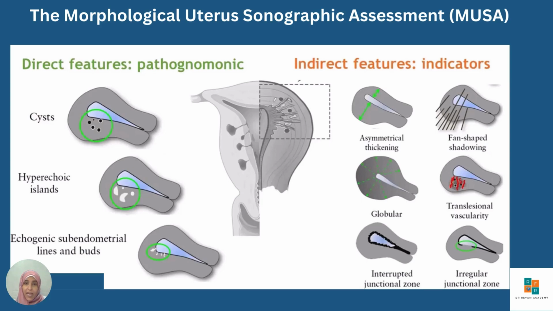While, on the other hand, the indirect features of adenomyosis, as we can see here, are asymmetrical thickening, globular appearance of the uterus, interrupted junctional zone, fan-shaped shadowing, increased vascularity of inner myometrium, and irregular junctional zone.